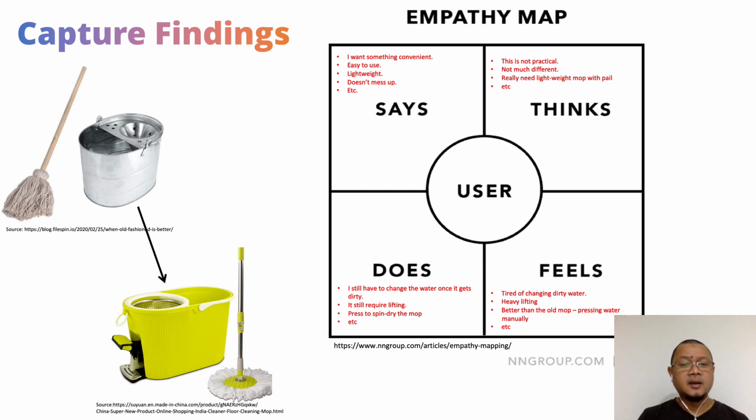User does, I still have to change the water once it gets dirty. It still requires lifting and they still have to press to spin dry the mop. User feels tired of changing dirty water, heavy lifting, better than the old mop, but pressing water manually. So with all these answers, what will be your next step?